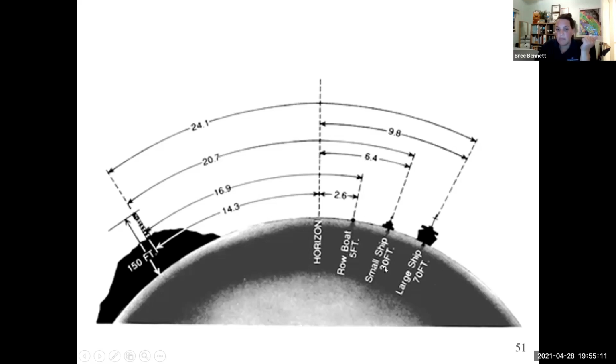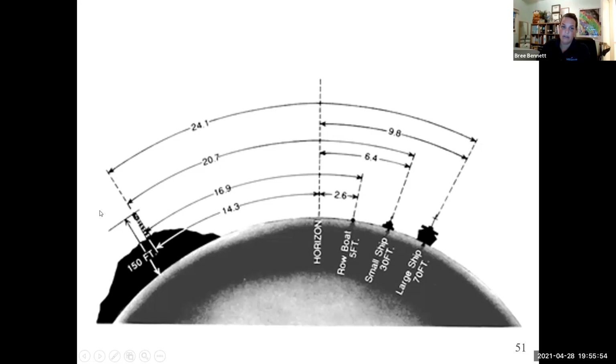If I'm on a small ship with a 30-foot height of eye, I've extended it by 6 feet. So I have a 20 plus mile geographic range. If I'm on a large ship, I can see it even further. I've extended my horizon almost 10 miles and I can see it at 24 miles. So it all depends on the height of the light and the height of eye that you have for you specifically. So it's always good to know what your typical height above the water is.